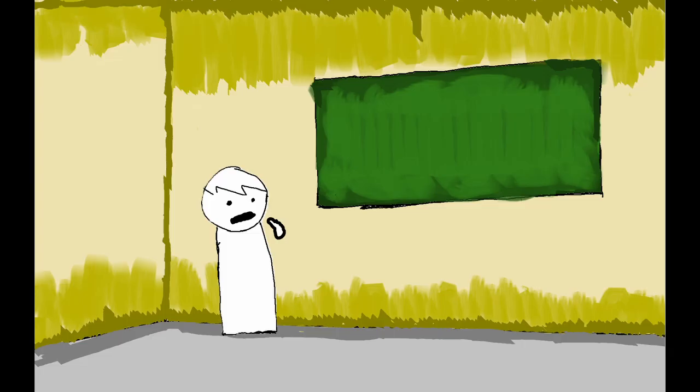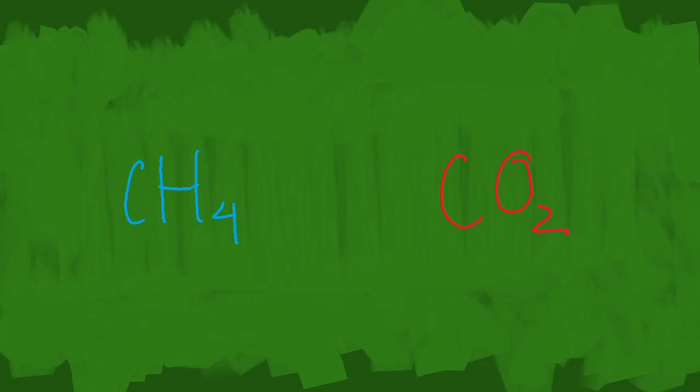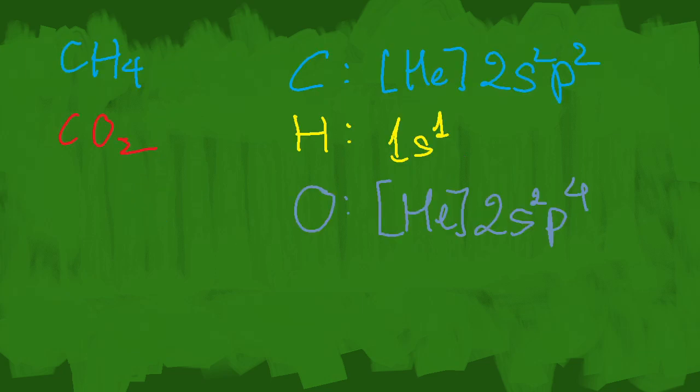Alright, let's have some examples for this. First, we have CH4 and CO2. To explain the bonding between these elements, we have to draw the outermost electron cells for carbon, hydrogen, and oxygen. Methane first.